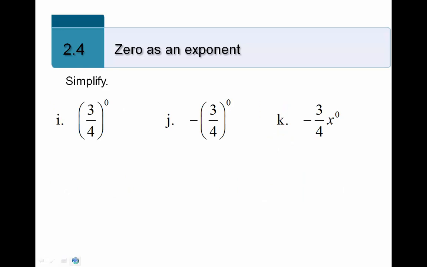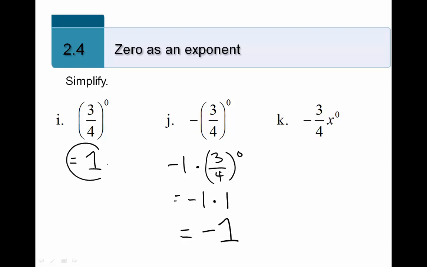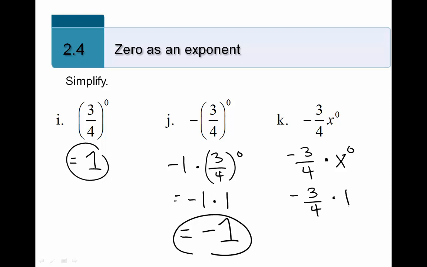Notice these examples all look very close together. We have 3/4 raised to the 0 power. This will equal 1. In J, we have a negative 1 times 3/4 being raised to the 0 power. So this is negative 1 multiplied by 1, which will give us negative 1. In K, we have negative 3/4 multiplied by x to the 0 power. This is negative 3/4 multiplied by 1, which equals negative 3/4.